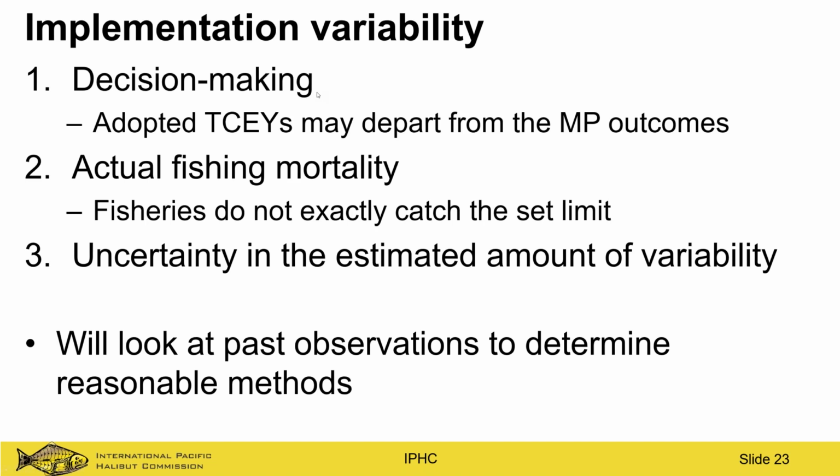And then I want to point to, when I first came on to IPHC in 2016, I did look at decision-making variability. It produced some radar plots in an early SRB meeting. That might have been like SRB 9 or 10. But I only had 3 years to work with because they just recently started looking at TCEYs in 2013, I believe. So now we have a longer time series, and it would be useful to look at the decision-making variability.